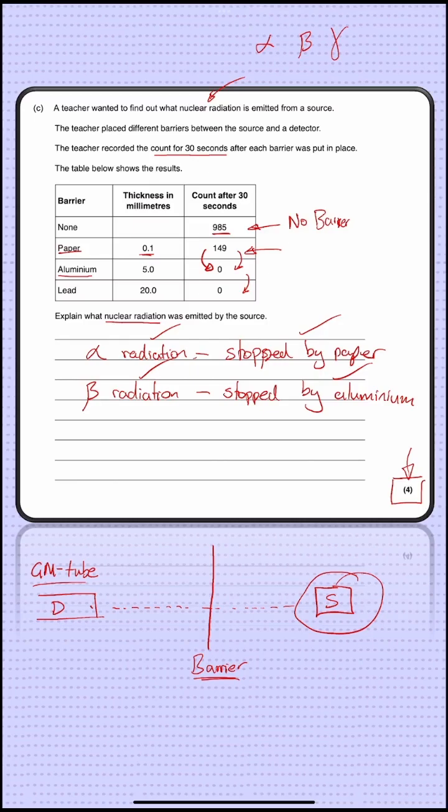So it doesn't give off lead. Aluminium is enough to make it go to 0. If there was gamma present, this wouldn't be 0. This would be something like 50 or something. This would have a number in it. So no, you do not talk about lead. You don't need to talk about lead. You don't get any marks. I'll show you the mark scheme.